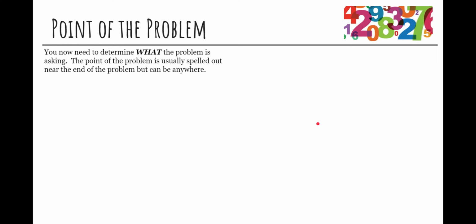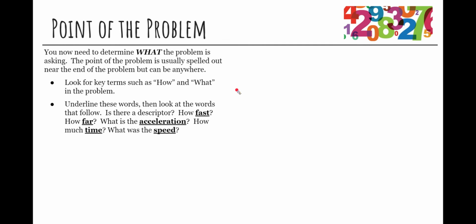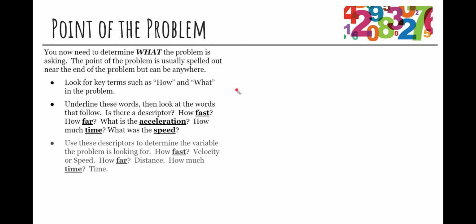It's usually spelled out near the end of the problem, but can be anywhere within that problem. So make sure you read the problems very carefully. I always look for key terms such as how, what, where. And I like to underline these words and the words that follow. So is there a descriptor that follows my how or what? Like, for example, how fast, how far, what is the acceleration, how much time, what was the speed? These are some examples of what the problem is looking for.